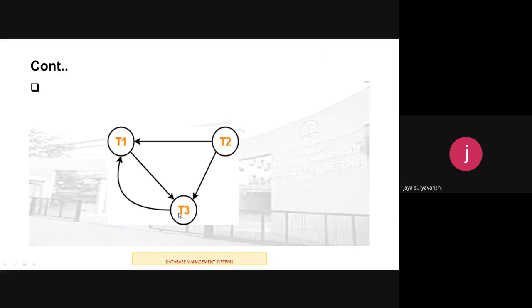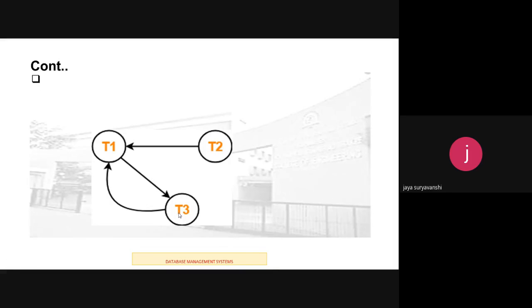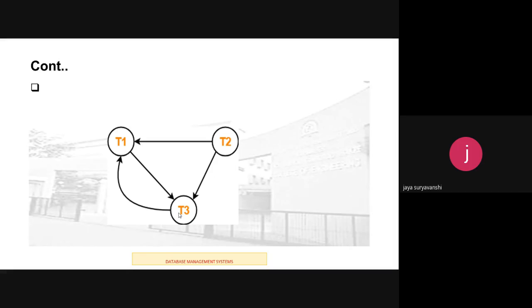Now, since the given schedule is not conflict serializable, it may or may not be view serializable. To check whether S is view serializable or not, let us use another method: check for a blind write. Yes, there exists a blind write, W3(A), in the given schedule S. Therefore, the given schedule S may or may not be view serializable. Again, you have to check the next condition.